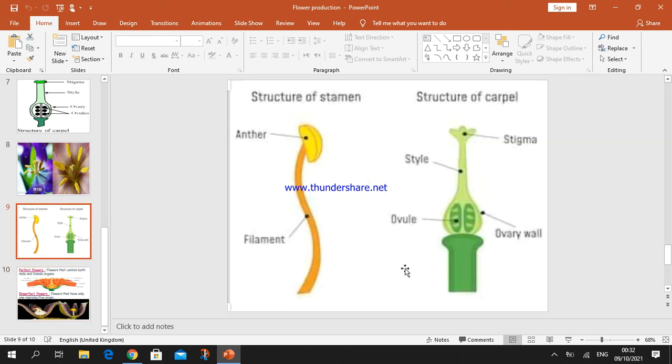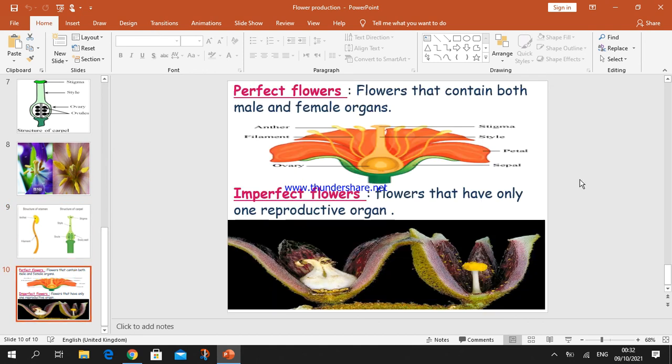This is a diagram comparing the structure of the stamen and the structure of the carpel, or a diagram comparing the male reproductive organ and the female reproductive organ. And the last diagram shows the perfect flower. What is meant by perfect flowers? Flowers that contain both male and female organs. But imperfect flowers, like this flower and this flower, have only one reproductive organ. This flower contains the female reproductive organ only, and this flower contains the male reproductive organ only.